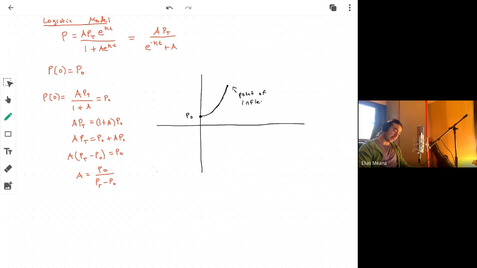And after the point of inflection, it's going to stop being exponential growth. It's actually going to look more like exponential decay. And it's going to look something like that, right? And I think it was Fernando who pointed out this is going to be an asymptote at PT, right? Because, of course, your population can't exceed PT. So you're going to get closer and closer to PT.